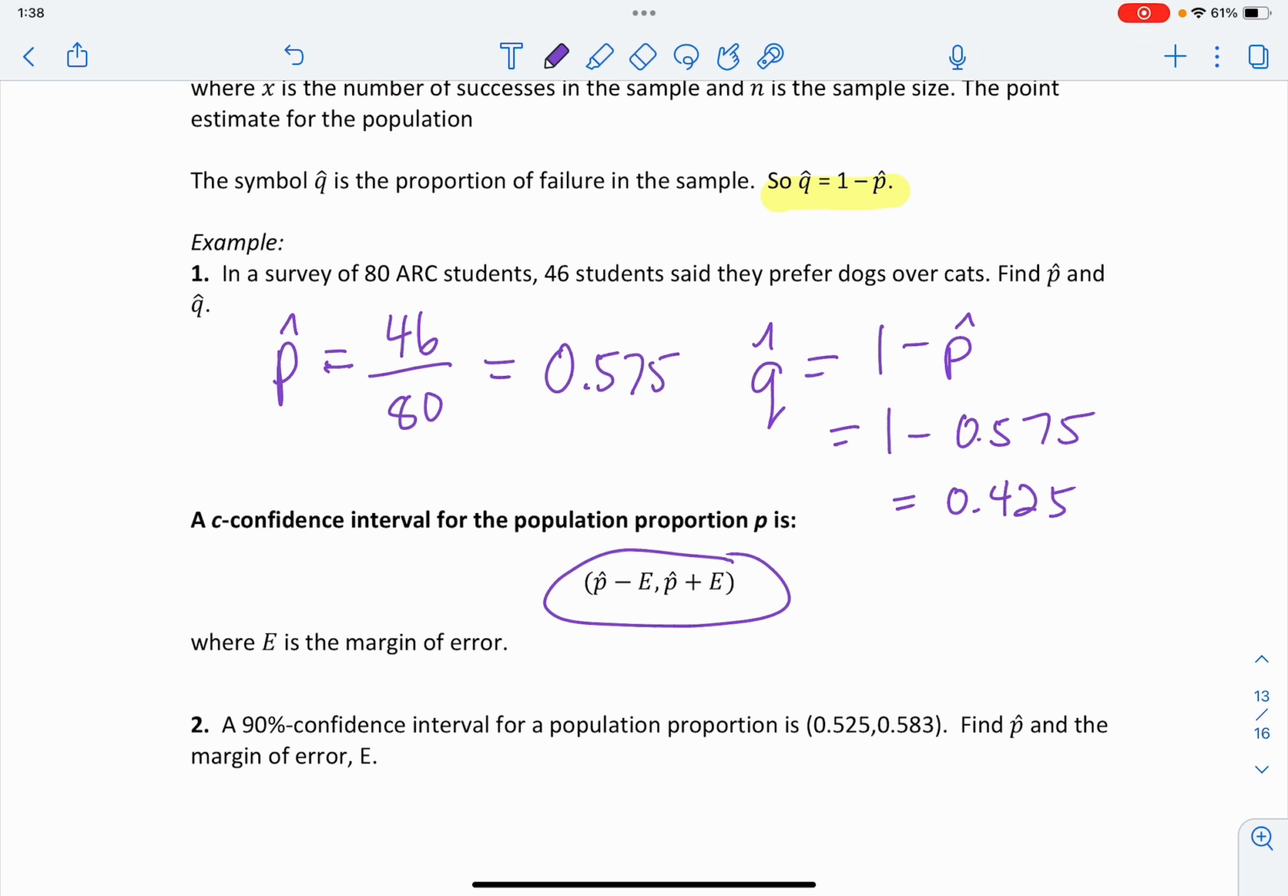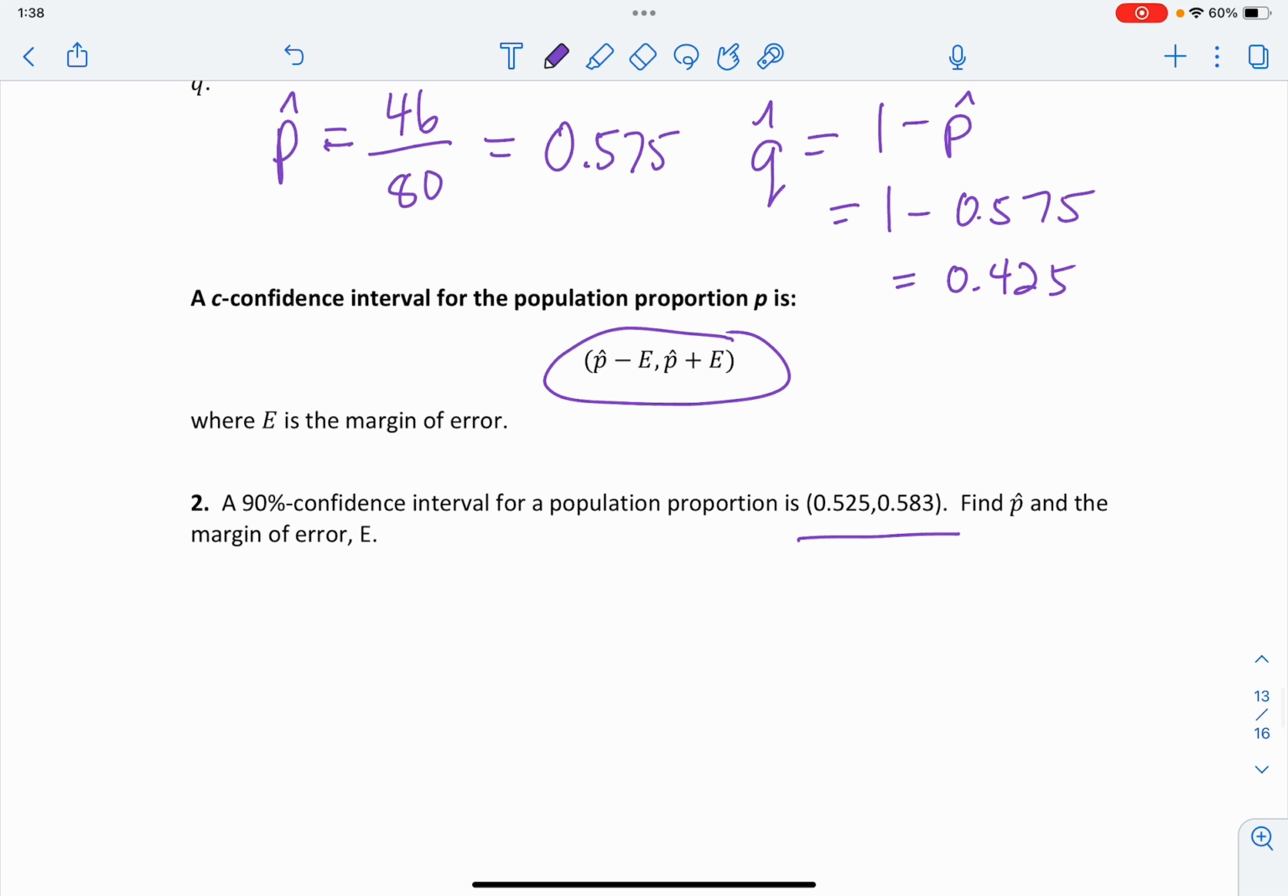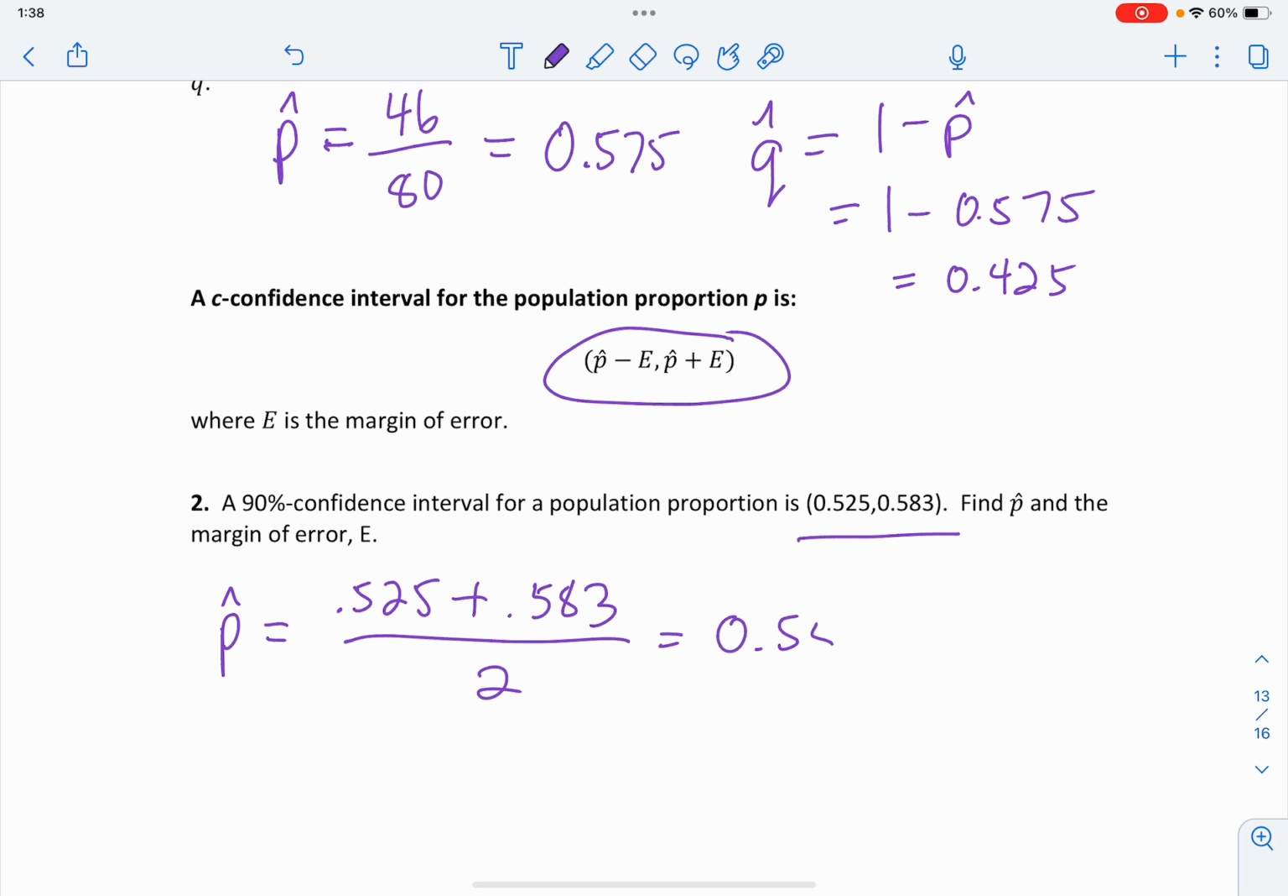E is the margin of error. We get to a formula for that in a minute. But real quick, what if we have the confidence interval like that? Find the p hat and the margin of error, just like we did in 6.1, right? The p hat should just be right in the middle of those two endpoints. I could just add them up and divide by 2. It's like you're finding the average of the two endpoints. That calculates to 0.554 on my calculator here.